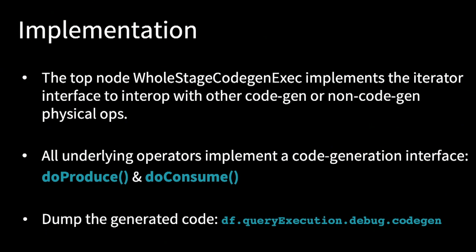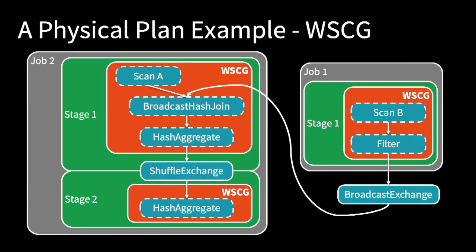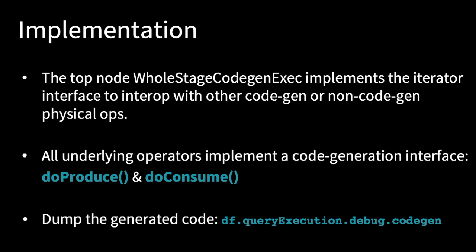So how is this new model implemented in Spark? First of all, we have this new node called whole stage code gen execution, illustrated in this diagram. This node wraps the physical nodes in the same stage altogether. Like all the other physical nodes, this node also implements the old Iterator model interface, so it can interoperate with other codegen or non-codegen operators. What makes it different is that it compiles and runs the code generated by its underlying physical operators.